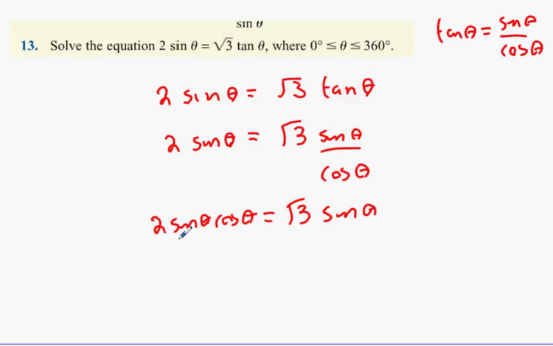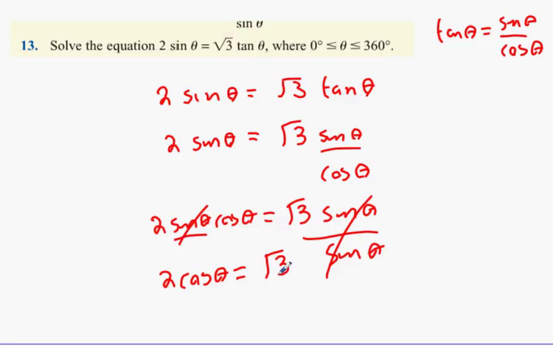Or if you really want to bring that underneath, and then they cancel, yeah? So what am I left with? 2 cos theta equals, anybody? And then cos theta? Cos theta equals what? Root 3 over 2.